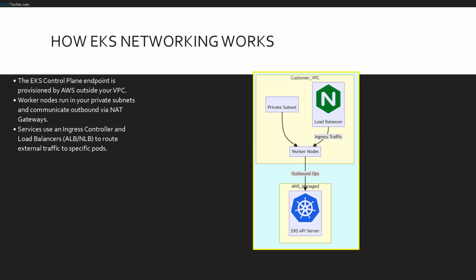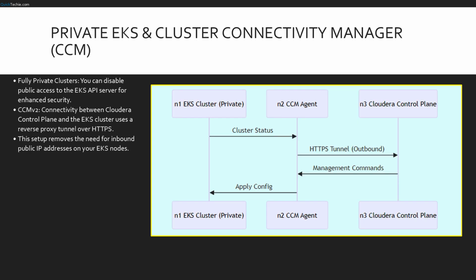This diagram separates the AWS managed layer from your customer VPC. The EKS API server sits at the top, managed by AWS. Inside your VPC, the worker nodes in the private subnet reach out to that API server for instructions. Meanwhile, user traffic enters through the load balancer on the left, which directs requests to the appropriate containers on the worker nodes. For high-security environments, you will use private EKS clusters.